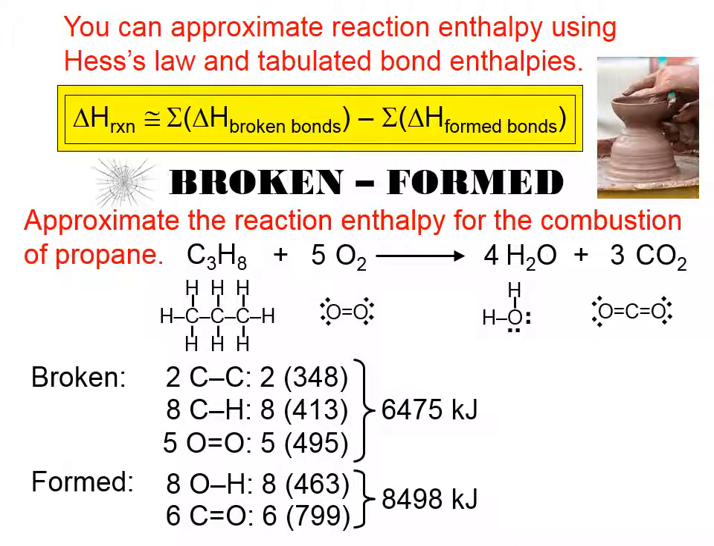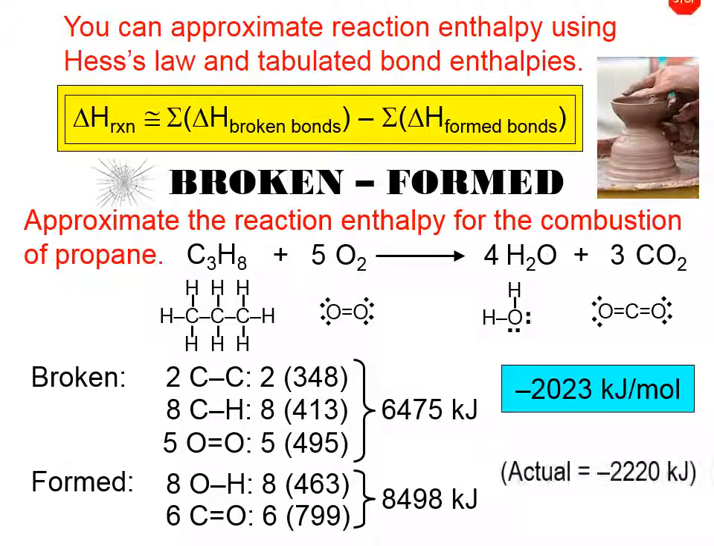If we tally those up, and then we go broken minus formed, the number that we get is somewhere very close to negative 2000 kilojoules per mole, which would suggest that the combustion of propane is exothermic because of the negative sign. And in reality, the reaction enthalpy for the combustion of propane is about 2200 kilojoules per mole. This gives us a reasonable approximation of the reaction enthalpy.